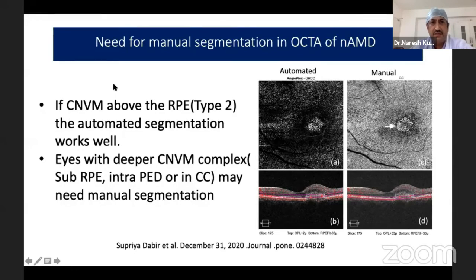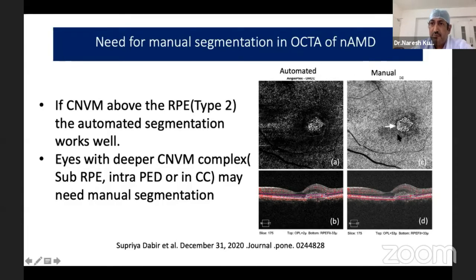Similarly, now we'll talk of the need for manual segmentation. So if the CNVM is of type 2, then most of the time automated segmentation is good enough. But if the CNVM is located deeper, that is sub-RPE or in the pigment epithelium detachment, you may have to do manual segmentation. So here you can see on the left side, automated segmentation just shows a tuft of vessels, but you don't see the entire morphology of the lesion. The true extent is not seen.